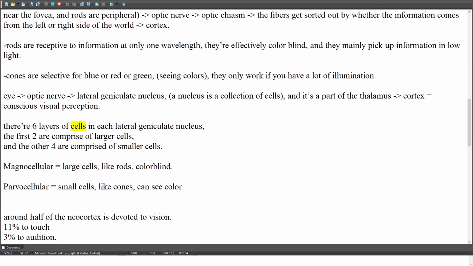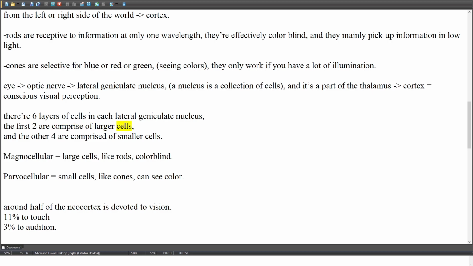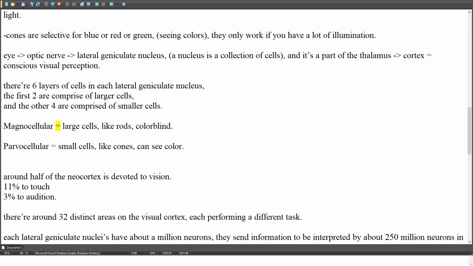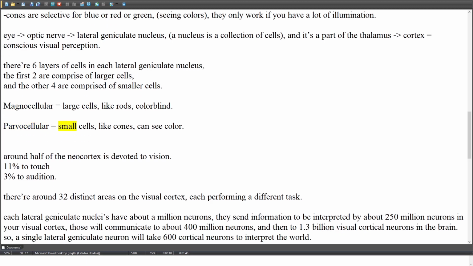There are 6 layers of cells in each lateral geniculate nucleus. The first 2 are comprised of larger cells, and the other 4 are comprised of smaller cells. Magnocellular equals large cells, like rods, colorblind. Parvocellular equals small cells, like cones, can see color.